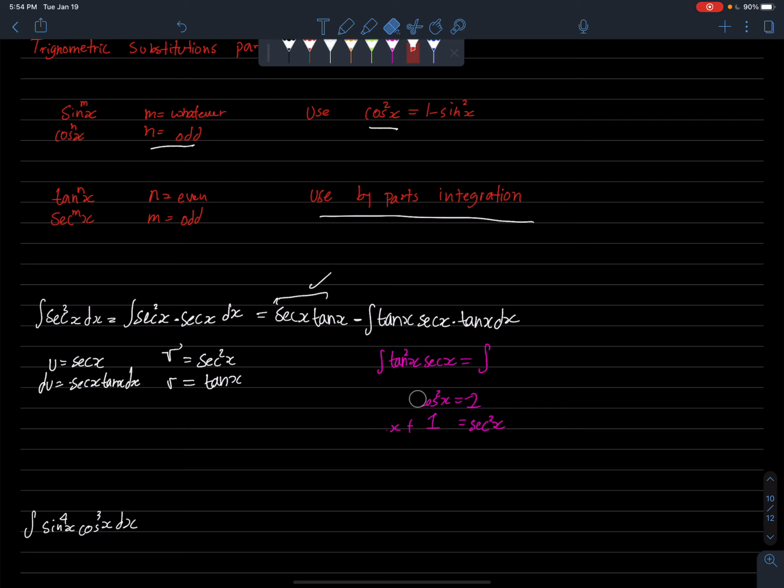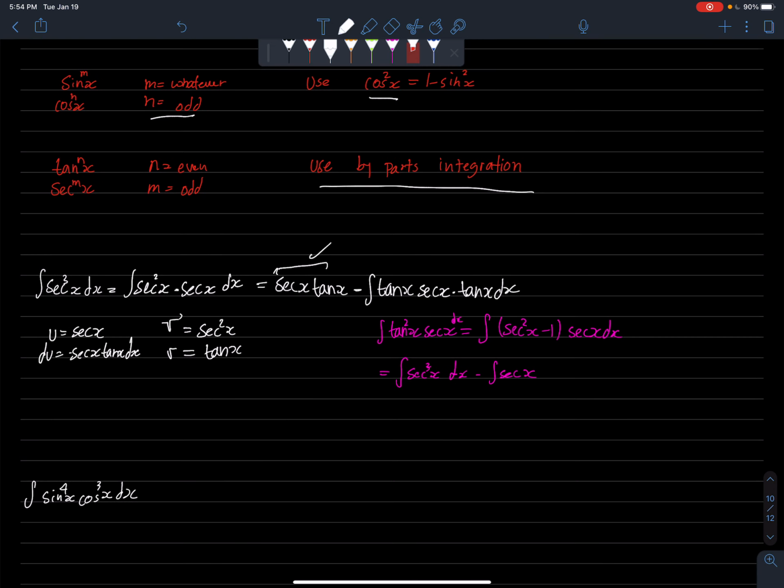I'm going to erase this so it's less messy. So it was secant squared x minus 1, I forgot the dx, sorry guys, times secant x dx. So now this is similar to an integral we've done before. We have the integral of secant cubed x dx minus the integral of secant x. Well, secant cubed is the question.